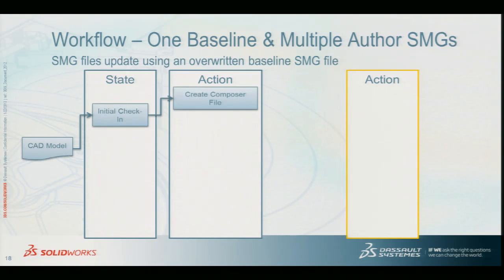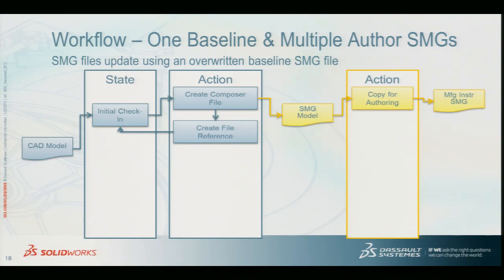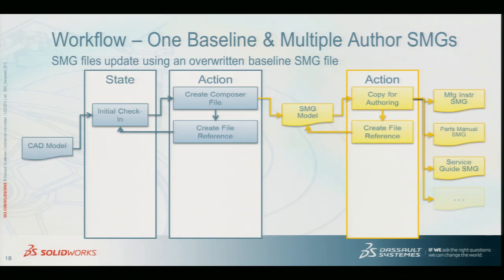Take a copy of it and use it in a different scenario and then use the update. So the basic process still remains the same, where I've created my composer file, I've done an initial check-in to create that initial SMG file. But the author then comes in, takes a copy of that baseline SMG file and then works from that, renames it, does the work he needs to for the parts list, for the manufacturing document, whatever the particular document images that they need, they would create those separate references.